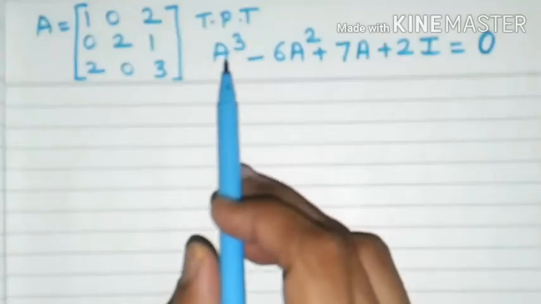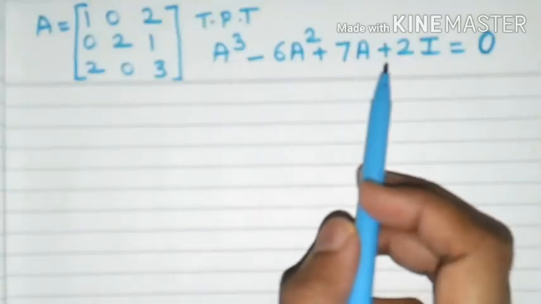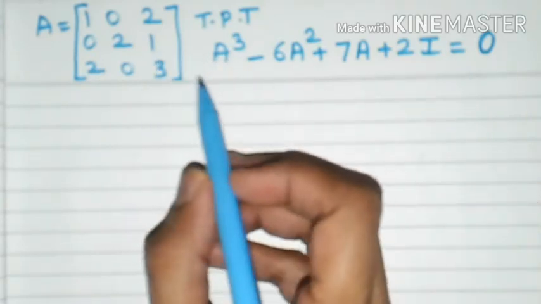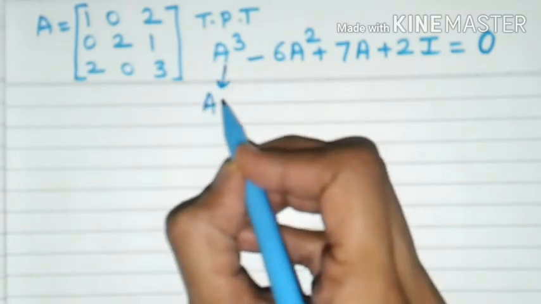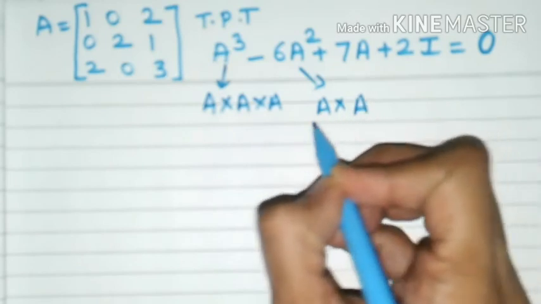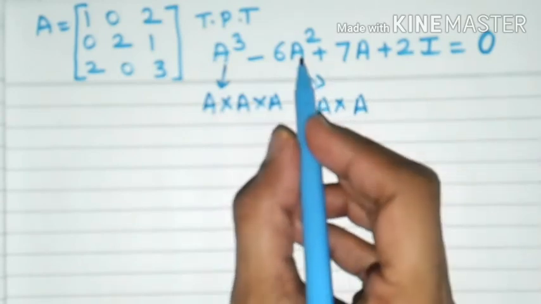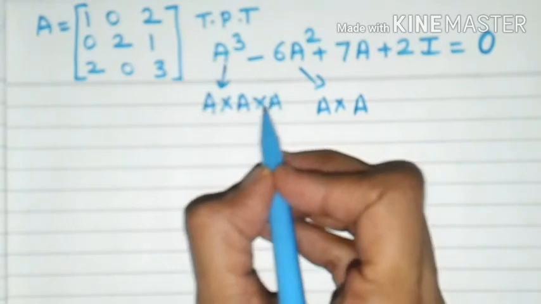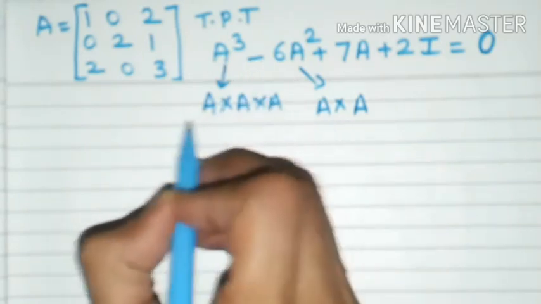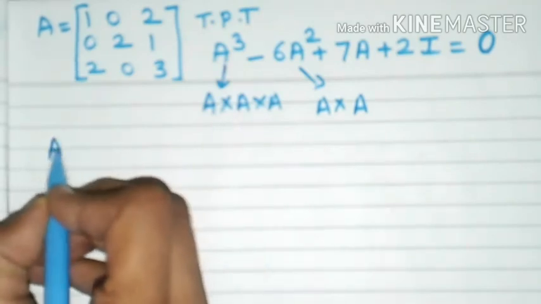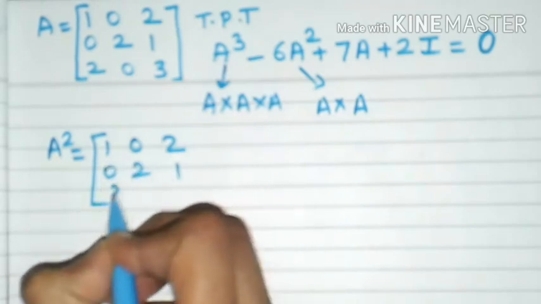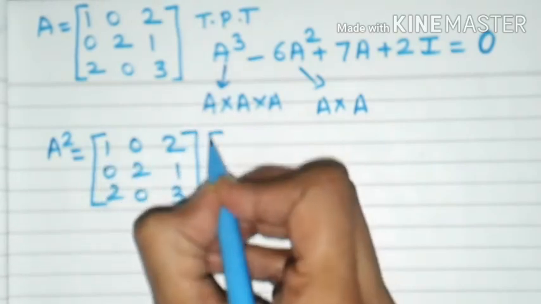We have to prove that A cube minus 6A square plus 7A plus 2I is equal to 0. Now what is the meaning of A cube? A cube simply means we have to multiply A 3 times. That's all. A square, as you know, you're multiplying A 2 times. So what we will do is, first we will find out A square, and then we will multiply that with A to get A cube. So it will be much better if we follow this approach. So first let us find out what is A square. A square is nothing but A into A. So let us write the matrix down.